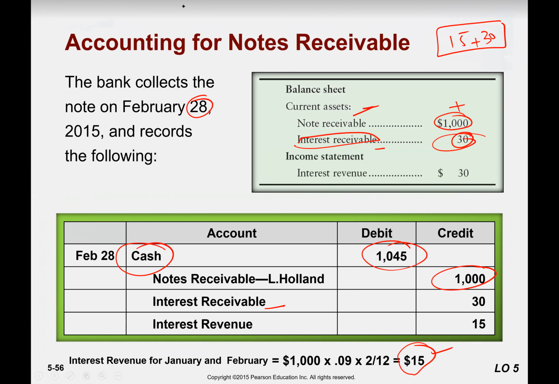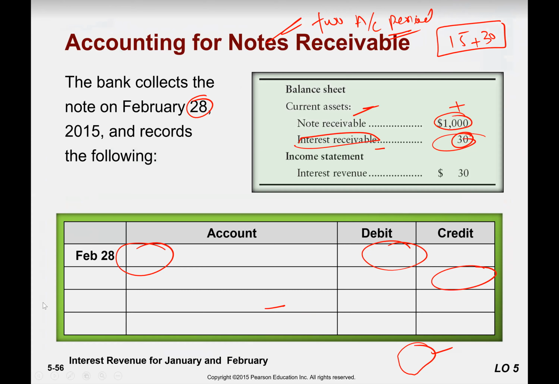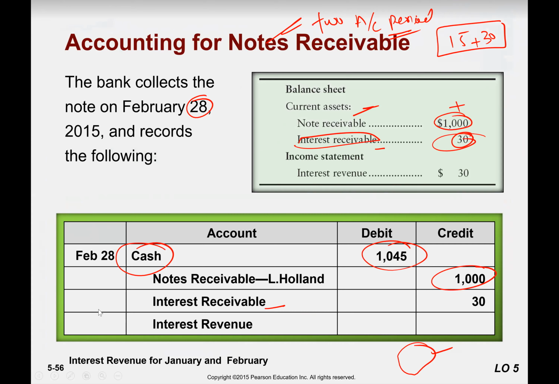Basically, this note receivable is touching two accounting periods. That's why we segregated the interest. Because on 31st of December, we need to close down our statements. So on 31st of December, how much interest is accrued? 30. So we created this account, and now we are deleting this account. Previously we made it a debit, and now we are making it a credit.